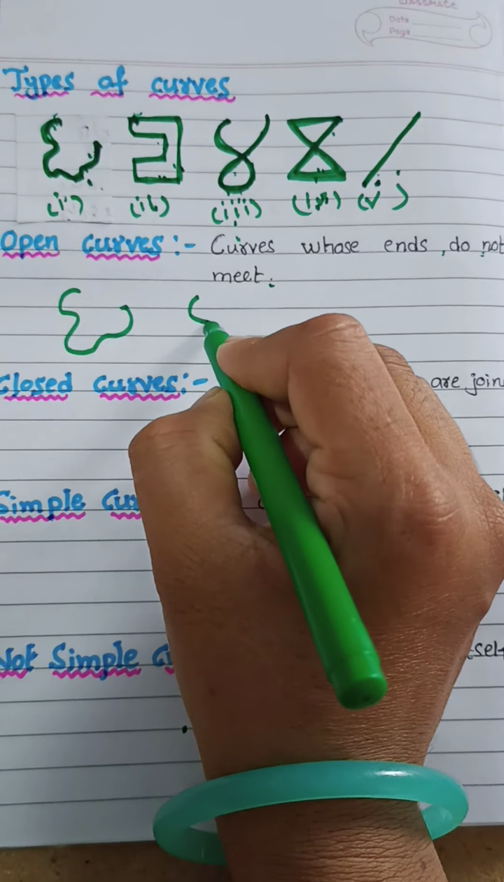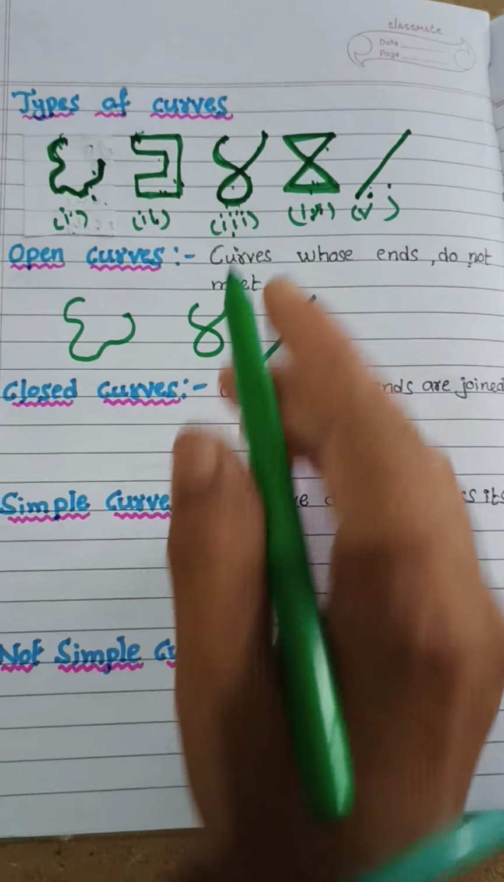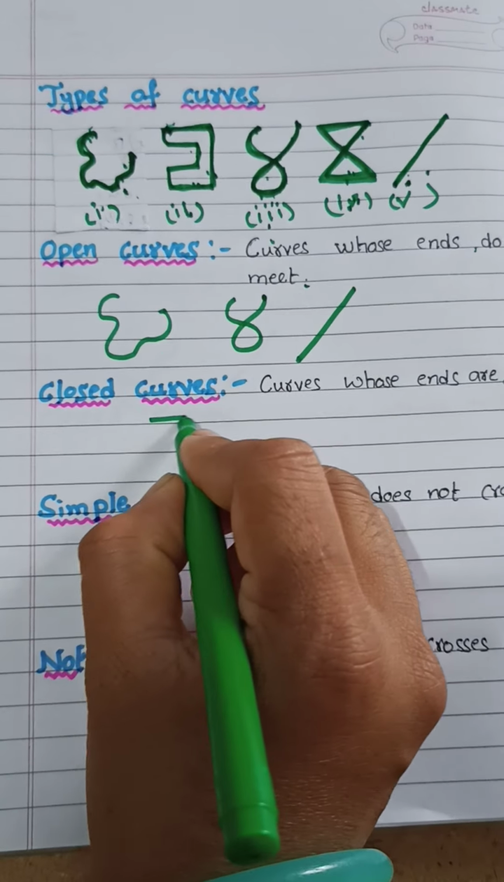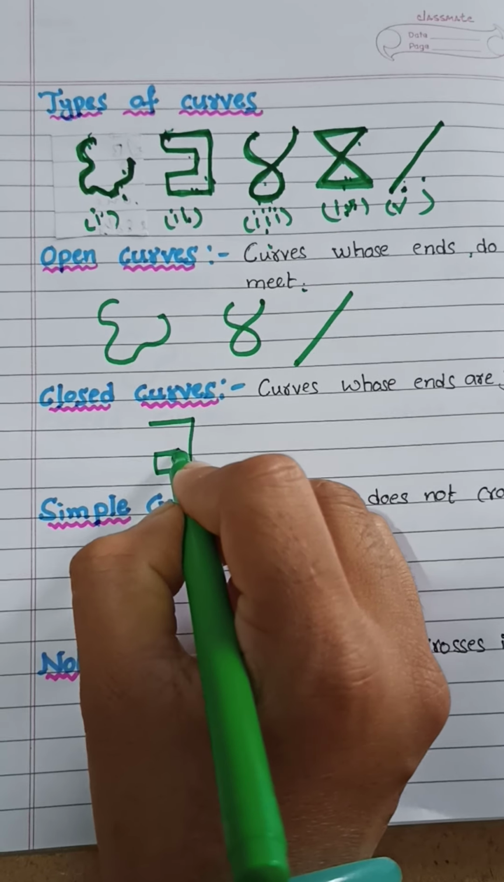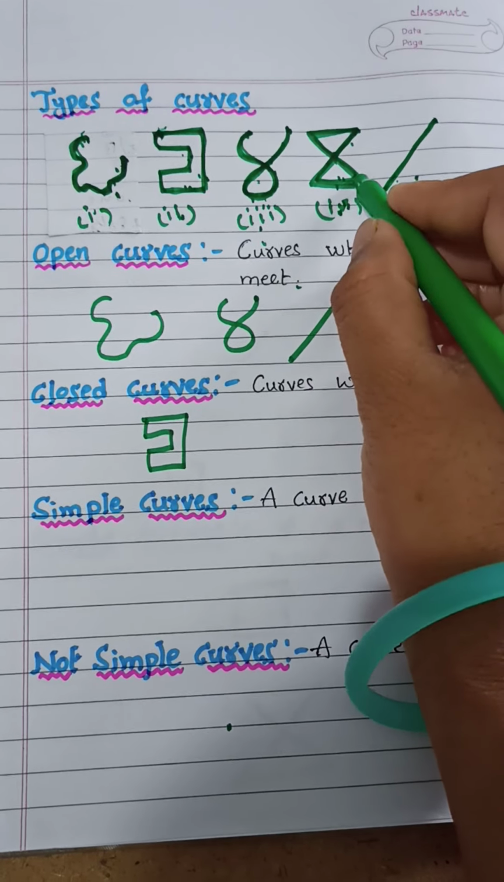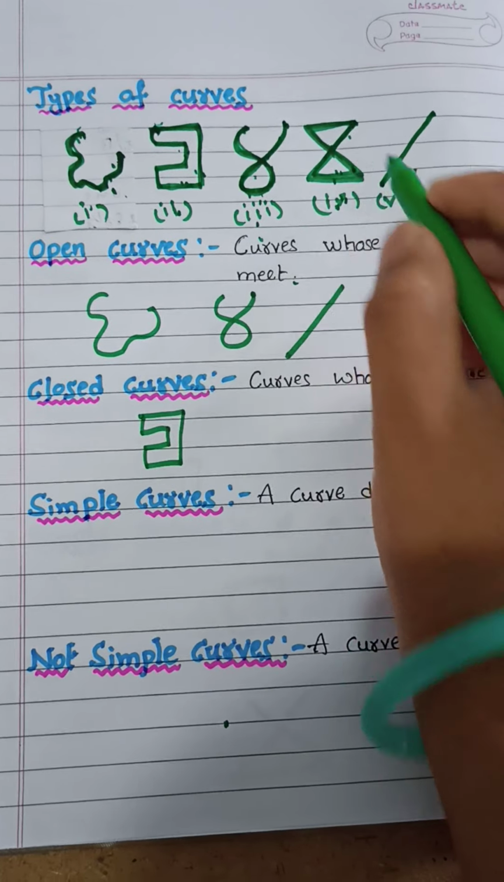Now coming to closed curves. If a curve's ends are joined, such curves are called closed curves. Second one, closed curve. And the fourth one is also a closed curve.